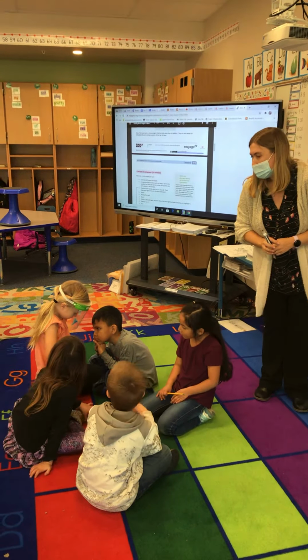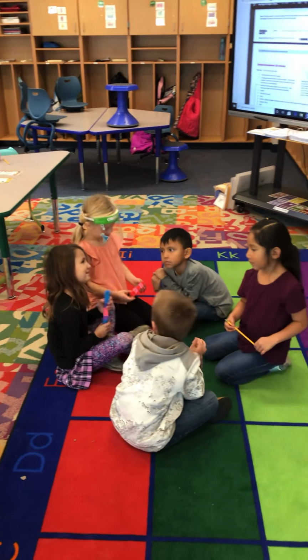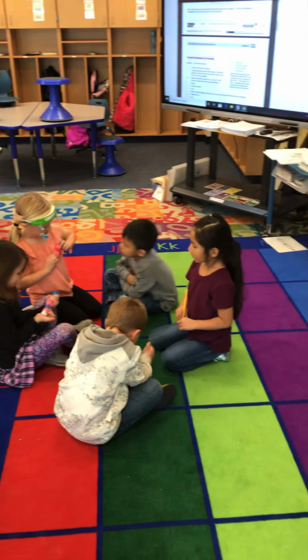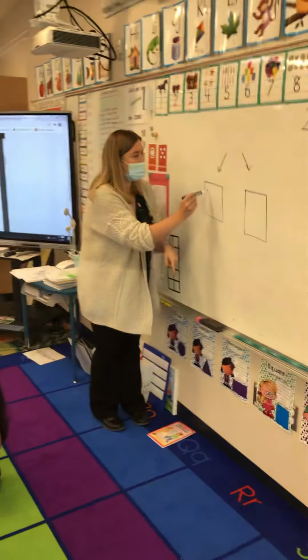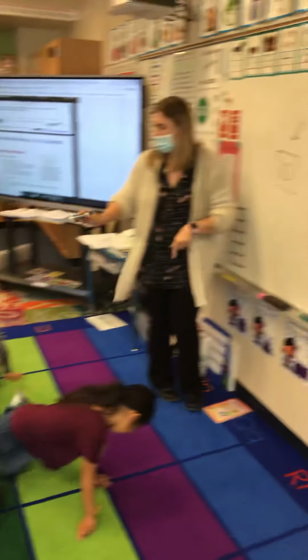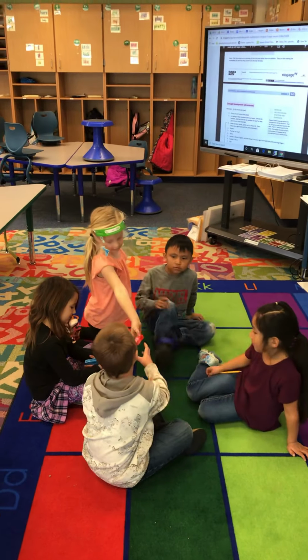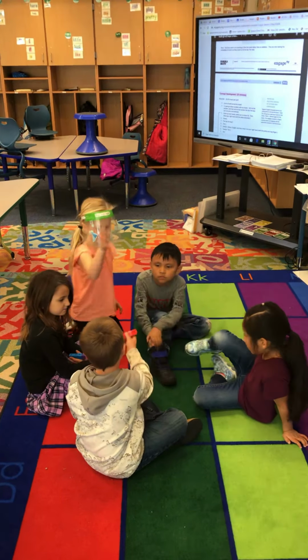Okay, Reagan, check her work. See if she counted out 10. 1, 2, 3, 4, 5, 6, 7, 8, 9, 10. Are there 10? How many should go in the first part, my friends? 10. Okay, Ava, give that to Mr. Daniel. Daniel, count what is in the second part.